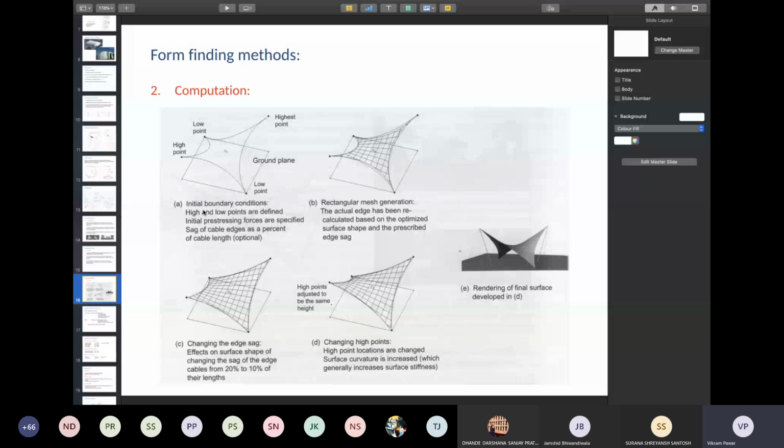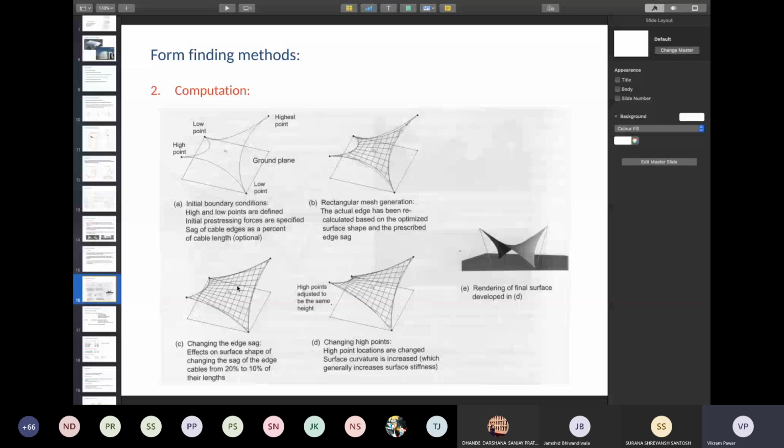Okay. Now, if you look at the basic form, these are the points that are created. This is creating the outline. Now, if you introduce a mesh inside, you will have different kinds of meshes. In the rectangular mesh generation, the actual edge has been recalculated based on the optimized surface shape and the prescribed edge sag. Now in this you will have these very closely spaced, whereas this is stretched. And this is also used in the real time scenario.